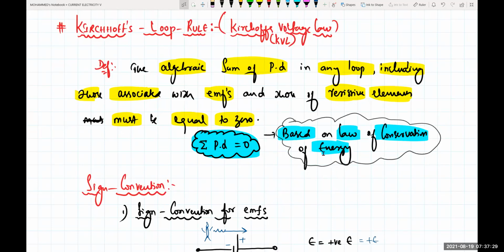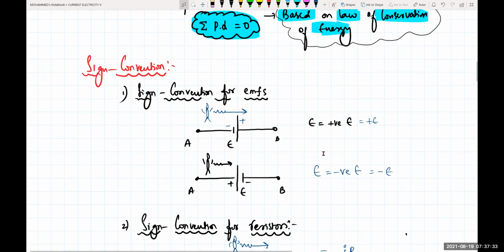Is it clear? See, in the closed circuit, if a cell is there, how do you take the sign conventions? This is something very important, beta. Sign convention for the EMF of a cell.